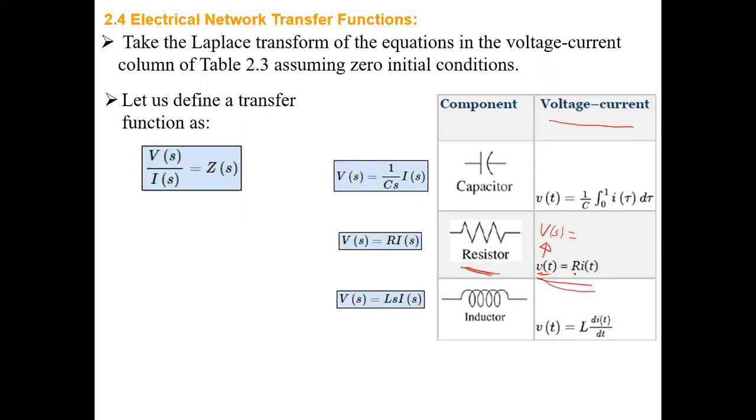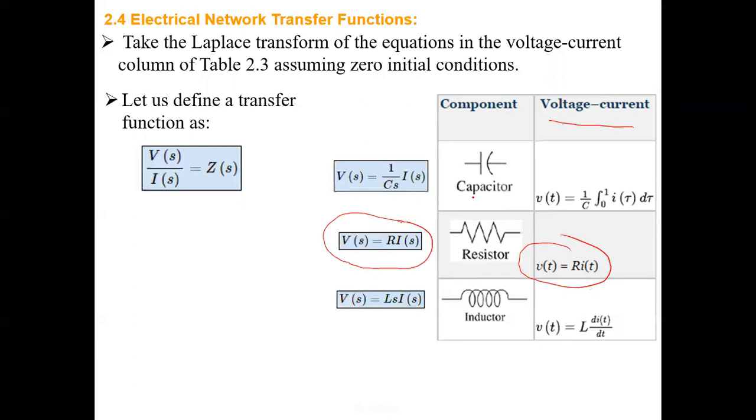What is the Laplace transform of R? R is not a function of t, R is a constant, right? That's why it stays R. R is not a variable, it's a constant, so it stays the same. Then what is the Laplace transform of i? Little i becomes big I, function of s. Okay, that's what I have here. v equals Ri. The Laplace transform of this is this.